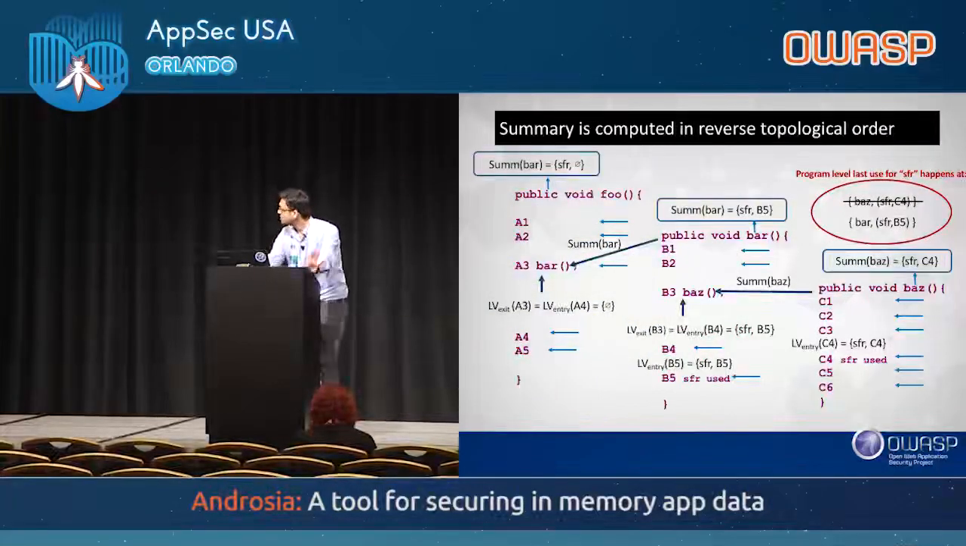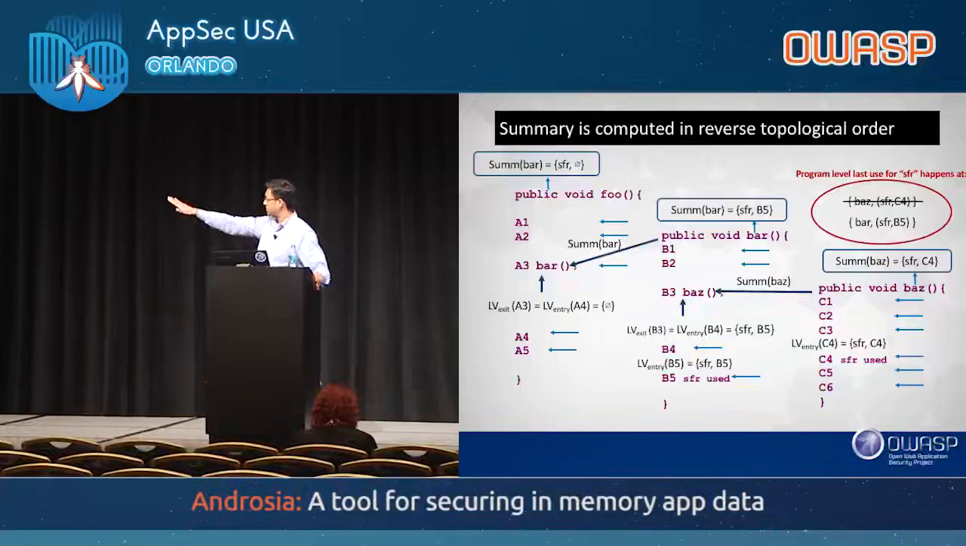So once we've computed the summary, we need to use that summary, because there could be a method foo calling bar and bar calling baz. And once we've computed the summary for every method individually, we need to use that summary at a whole program level by passing that information to other methods.